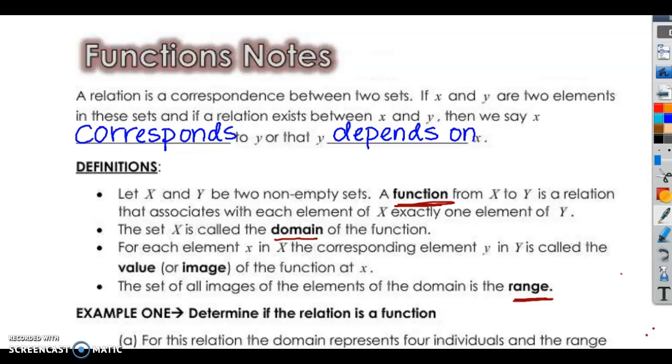So let x and y be any two non-empty sets. A function from x to y is a relation that associates each element of x with exactly one element of y. So the set x is called the domain. And each element x corresponds to a particular element in y that is called the value or the image. And the set of all images is the range. Okay, so the domain x, range y.